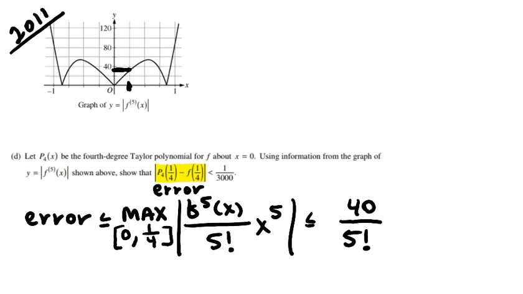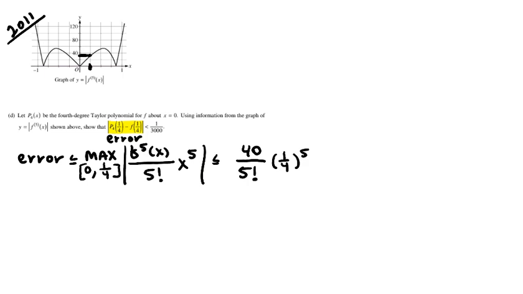And, okay, so x to the fifth is 1/4 to the fifth. That's a maximum possible value of x to the fifth. And this is something that we're going to show is less than 1 over 3,000. All right, so we've got 40 over 5 factorial, that's 5, 4, 3, and 2, and 5 powers of 4 in the denominator.